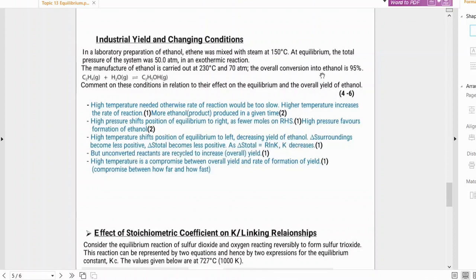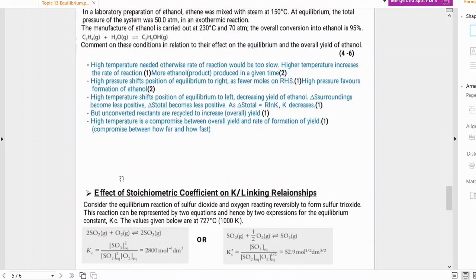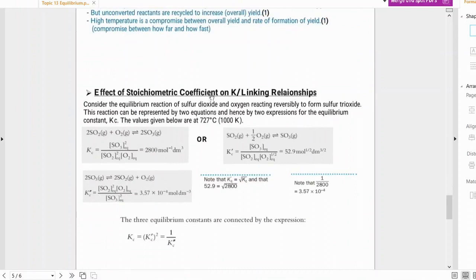So yield of ethanol increases, but how come we have to comment that the yield of ethanol is 95%? One possible answer is that unconverted reactants are recycled to increase overall yield. This is a quite sneaky marking point, but it came in the October 2021 exams, if I recall correctly. So I have included it in the notes. So last point, high temperature is a compromise between overall yield and rate of formation of product. Compromise between how far and how fast. Perfect answer.